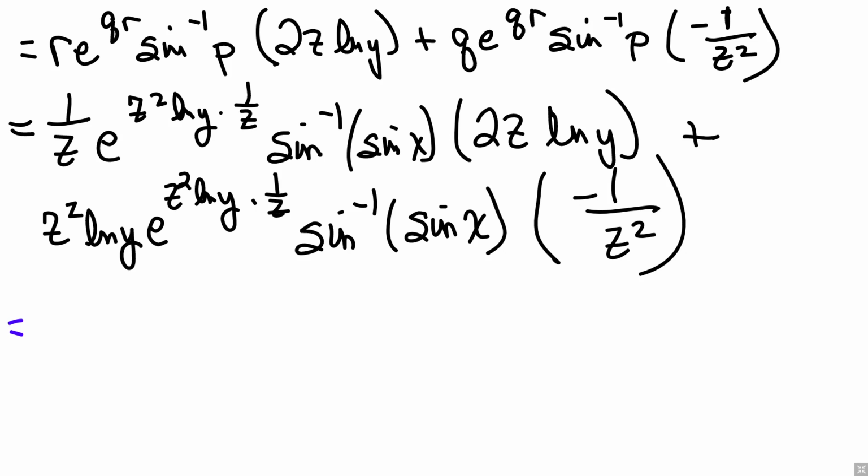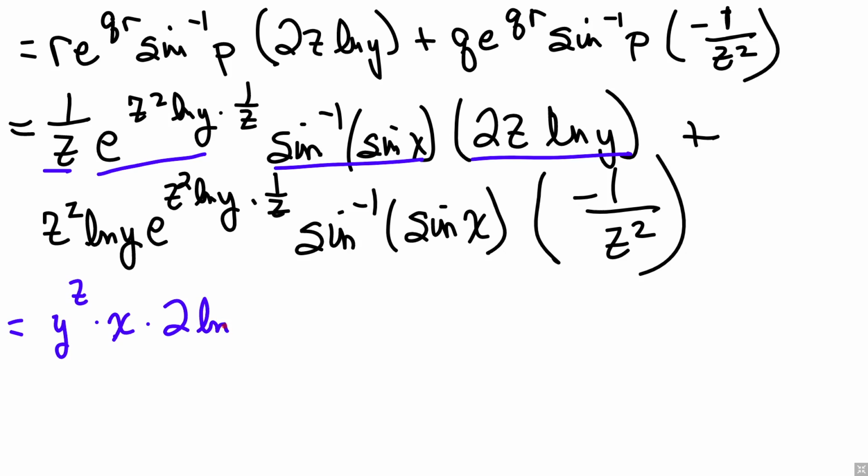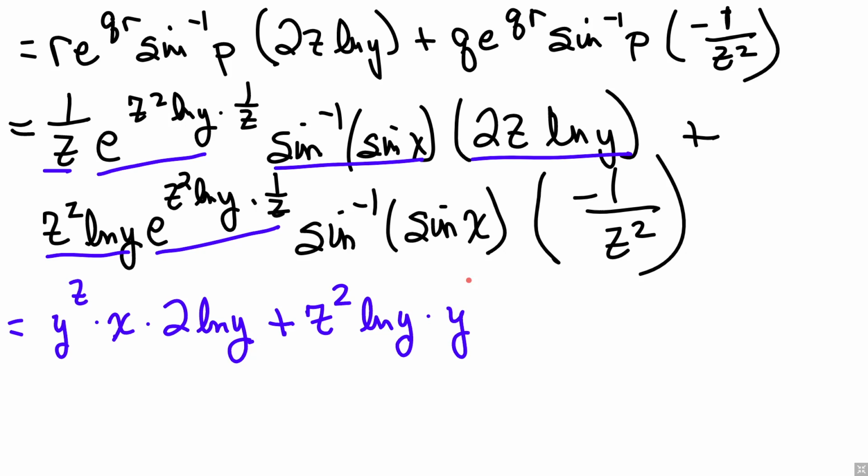Okay, so in the grand scheme of things, this is what it cleans up to be. This piece here we know is just going to be y to the z. This piece here we know just is x. This times this is going to be 2 times the natural log of y. This just stays along for right now. This piece here we know is going to simplify to y to the z. This we know is just x. And then we got times negative 1 over z squared.